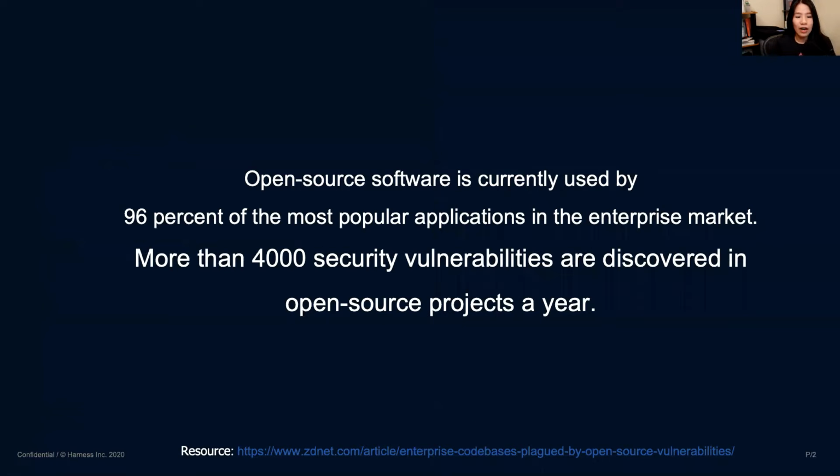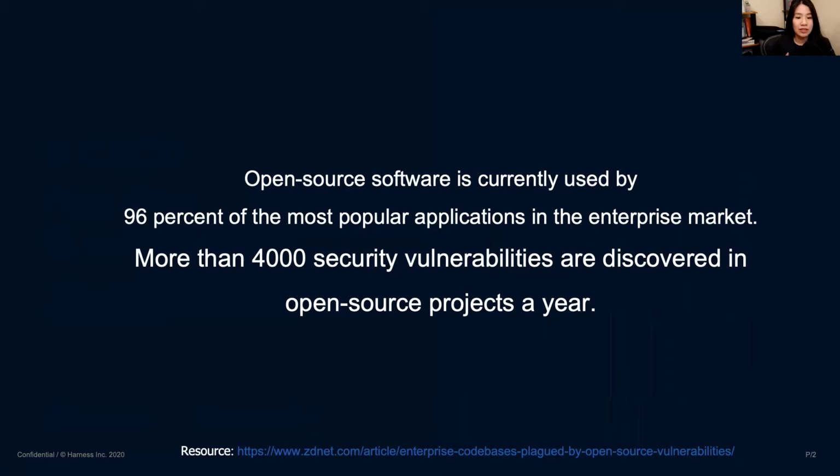So I want to start off by saying that today, our most popular and our largest software applications are built on open source software. And more than 4,000 security vulnerabilities are discovered in open source projects and libraries in a year. And so code vulnerabilities in source code and even open source vulnerabilities can pretty much come from anywhere, not just the code that our security teams or our application developer teams introduce.